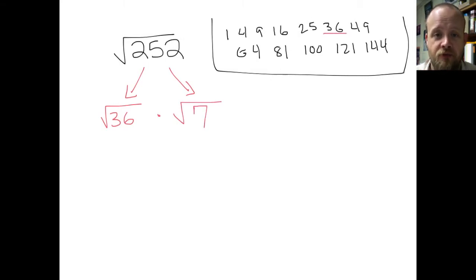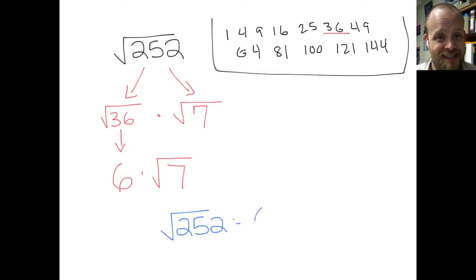So now we've got to simplify. 36 is our perfect square, so that can be simplified to the number 6. The square root of 7 is again one of those oddball decimals, so we're going to leave it as the square root of 7. In the end, the square root of 252 is equal to 6 times the square root of 7.